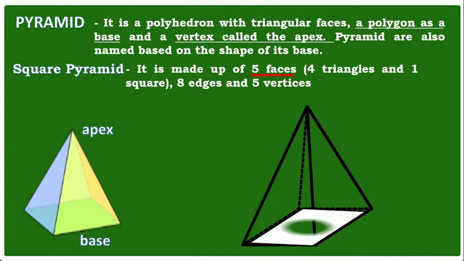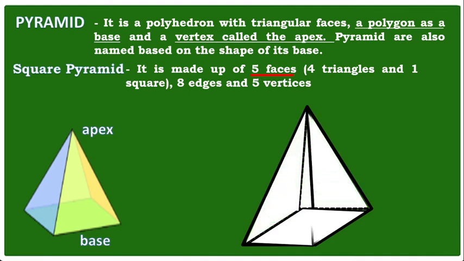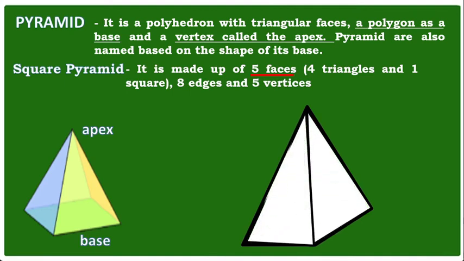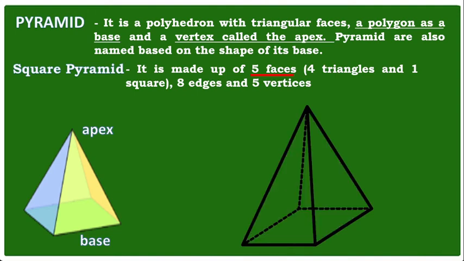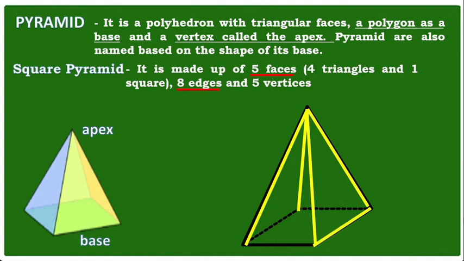So the first face is the base. Let's assume that the base is a square. And then another 4 triangles. So 2, 3, 4, 5. Therefore, a square pyramid has 5 faces. Now let's count the number of edges. There are 8 edges. So 1, 2, 3, 4, 5, 6, 7, 8. So there are 8 edges and 5 vertices.